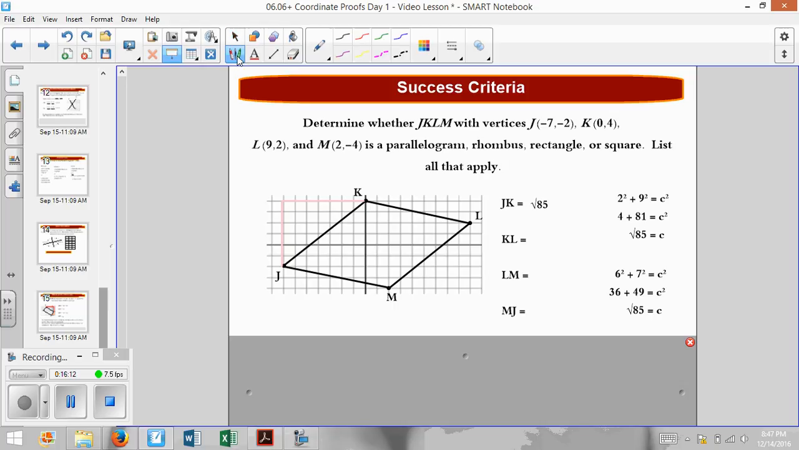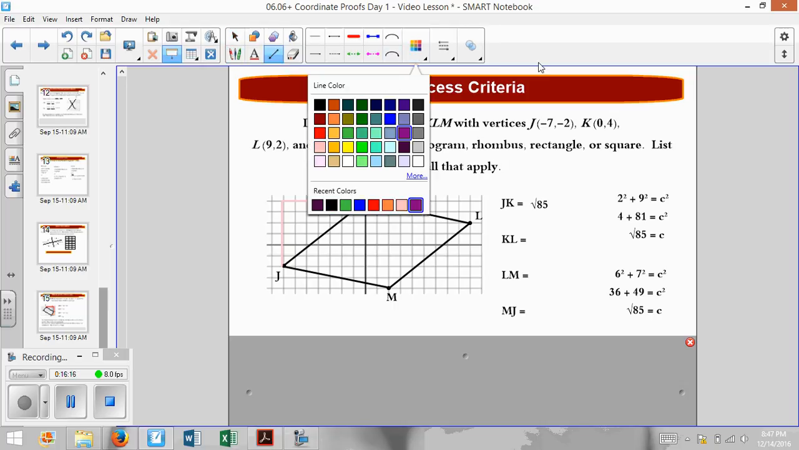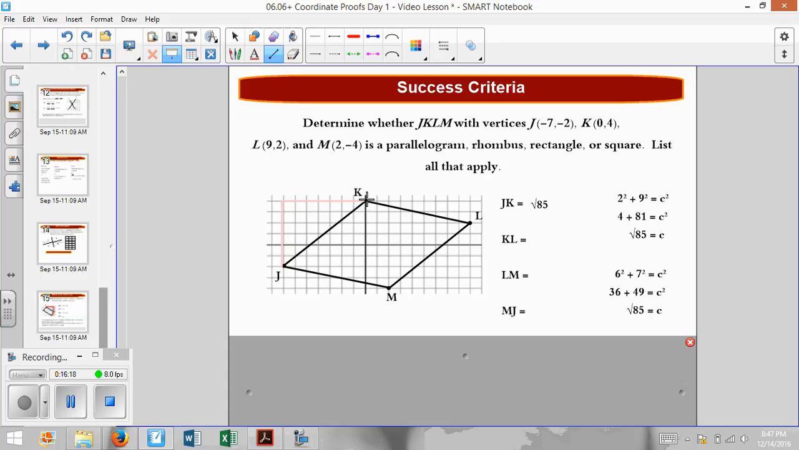Alright, I know I kind of ruined it here. So next up, purple. K to L. How far over, how far down: 2 and 9. Oh, hey, look, that's right here. 2 squared plus 9 squared also ends up giving me the square root of 85. So K to L is the square root of 85.